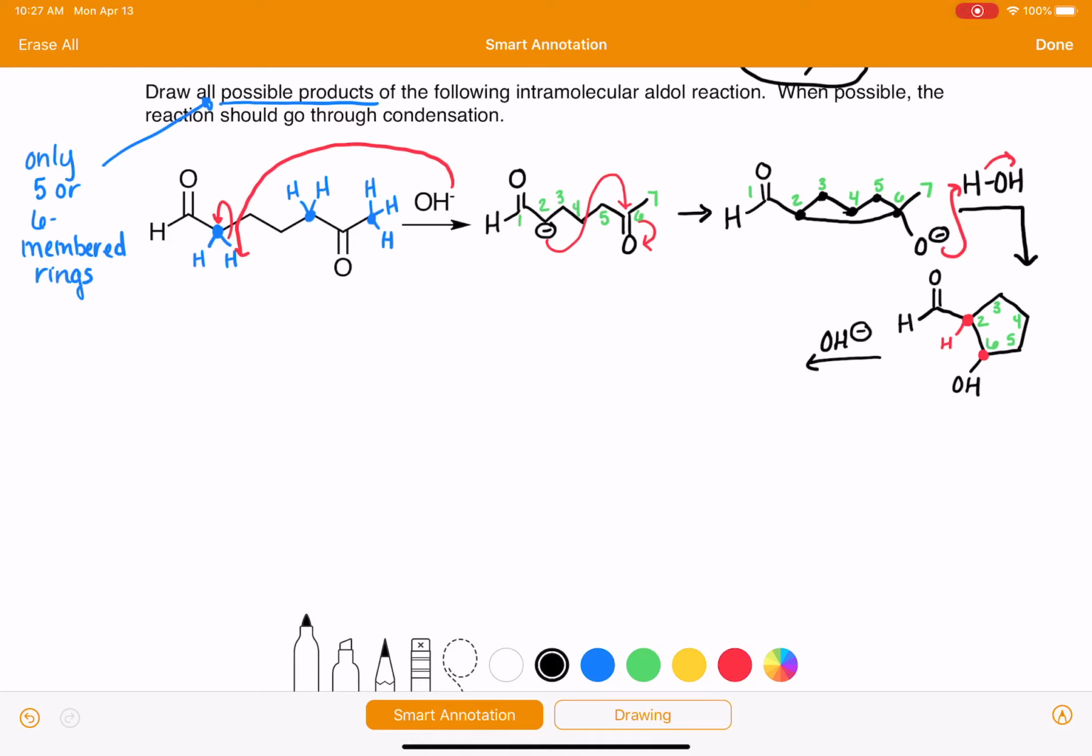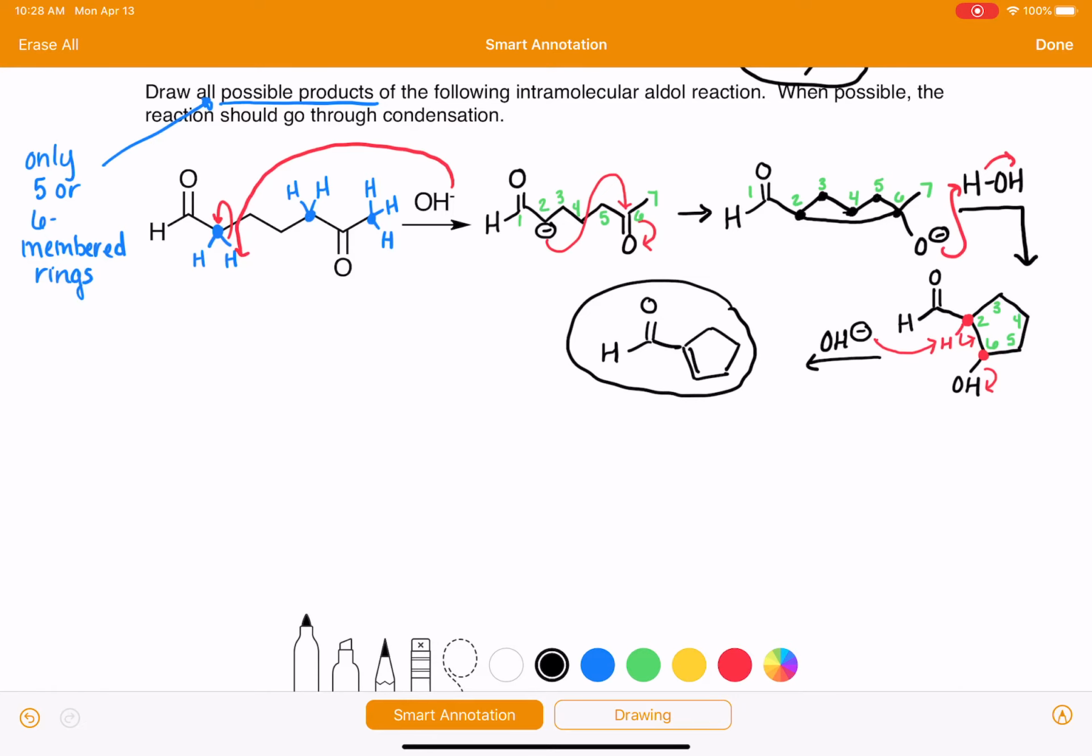And I'm going to draw this condensation all in one big step. Grab the hydrogen, move the carbon-hydrogen electrons down to make a double bond in between 2 and 6 and get rid of the leaving group. And so that leaves us with this. That wasn't a great double bond. This beautiful conjugated molecule. So there's one of our products right there.